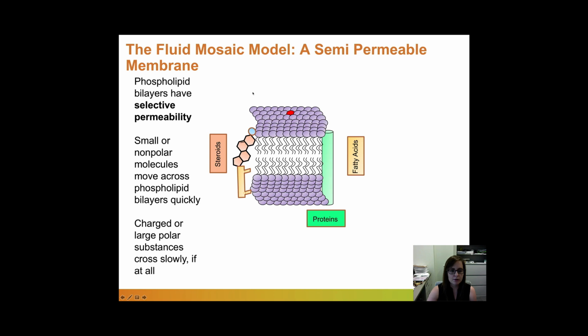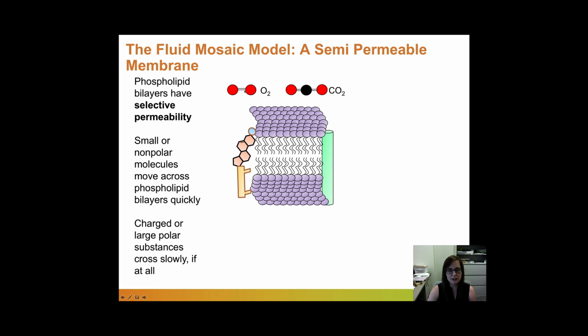Small nonpolar molecules can move quickly across the plasma membrane, but charged or large polar molecules either can't cross or go through very slowly. And so we're going to walk through these examples. So here is oxygen, right? I'm going to grab my pen. And because oxygen, even though it's electronegative compared to other atoms, compared to itself, it has the same electronegativity. So these electrons are shared evenly, which makes this double bond a nonpolar covalent bond, okay?